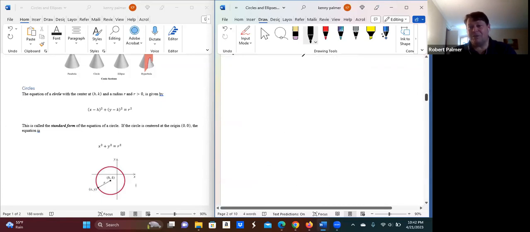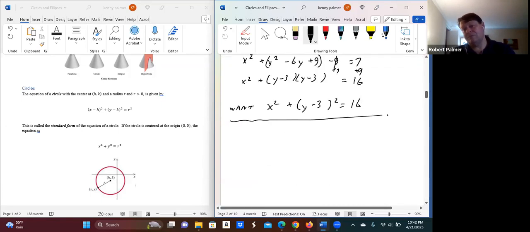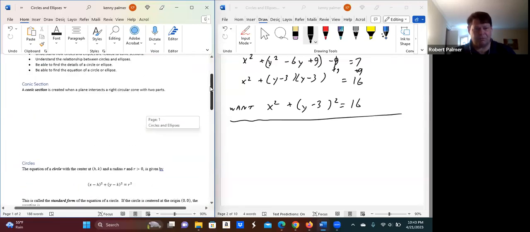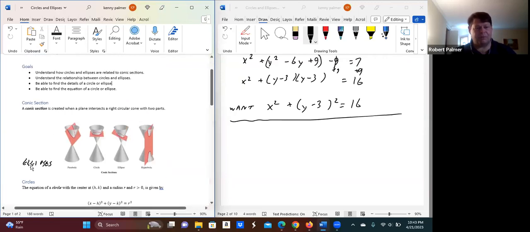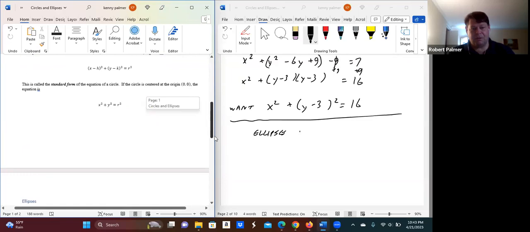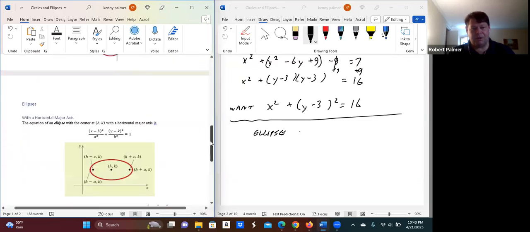So now we're going to talk about next ellipses. Okay, so ellipses, it turns out a circle is actually a type. Sorry about that. That was strange. Okay, let's talk about ellipses. Let's move down to the next page over here and talk about what an ellipse is.